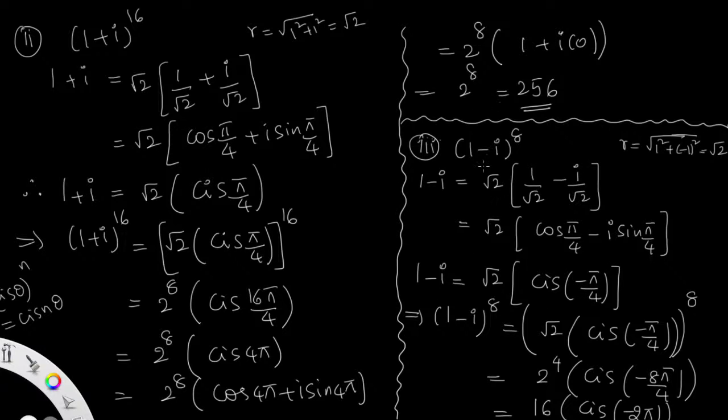But the power raised to the whole power of 8, then we can write it as root 2 into cis of minus pi by 4, to the power 8. That is 2 to the power of half, whole to the power of 8, nothing but 2 to the power of 4, that is 16, and cis of minus 8 pi by 4, nothing but cis of minus 2 pi.